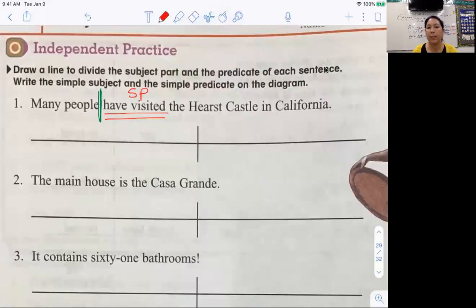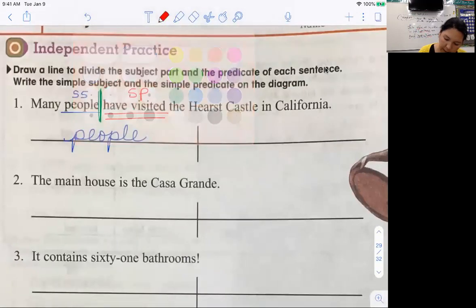Okay, who have visited? Who have visited? People have visited. So people is my simple subject. Remember, many isn't, that's describing how many people. That would be an adjective. Okay, so people goes on my first line. Have visited goes on my second line.